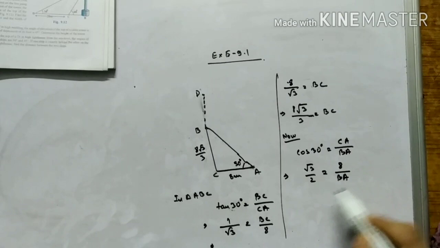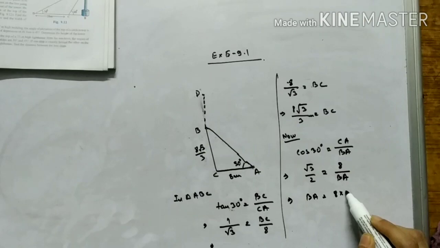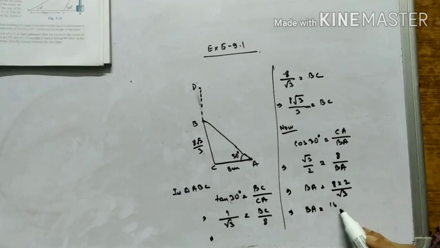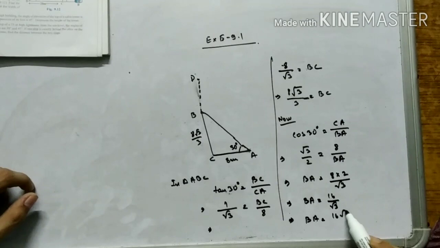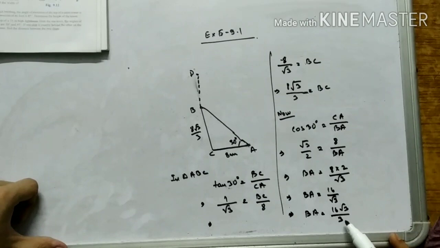So ultimately BA is equal to 8 into 2 by root 3. So BA is equal to 16 by root 3. Again, BA is equal to, if I multiply the numerator and denominator by root 3, I will get 16 root 3 by 3 meter.